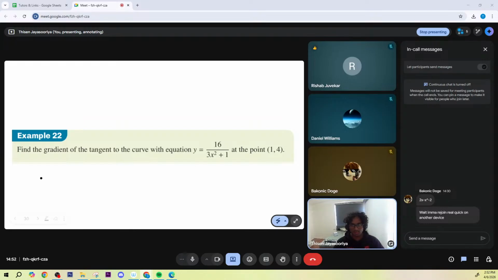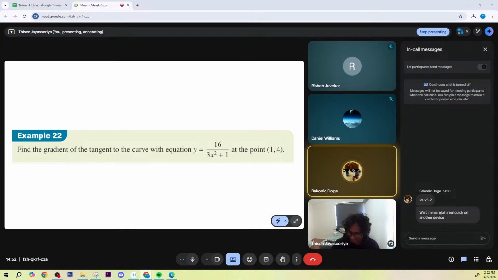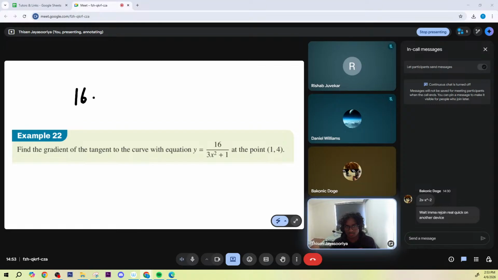So here, it says find the gradient of the tangent to the curve with an equation y equals 16 over brackets 3x squared plus 1. So how can I write this one in a form that I can differentiate using the chain rule? Because I haven't been taught how to differentiate this before. Would it be something like 16 times 3x squared plus 1 to the power of minus 1?